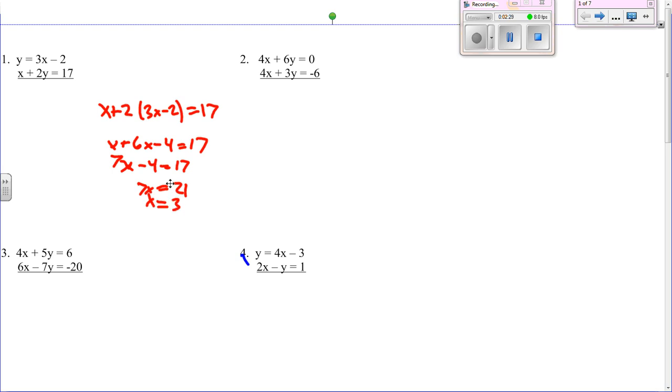Take that 3, plug it into the first equation. Get y equals 3 times 3 is 9, minus 2, 7. Your answer is 3, 7. That was an ugly 3, so.